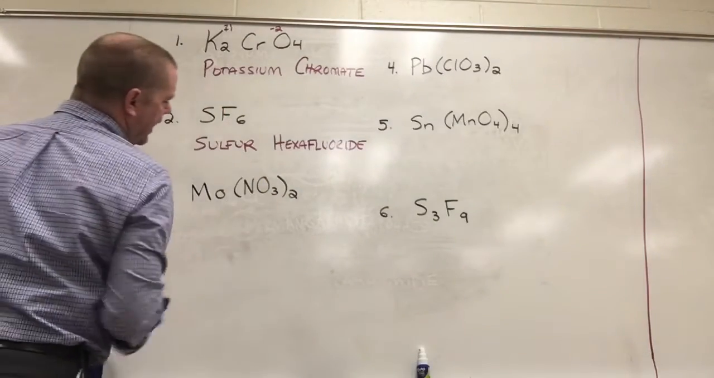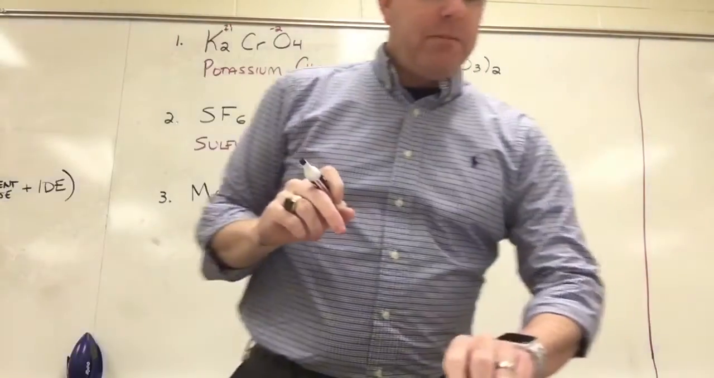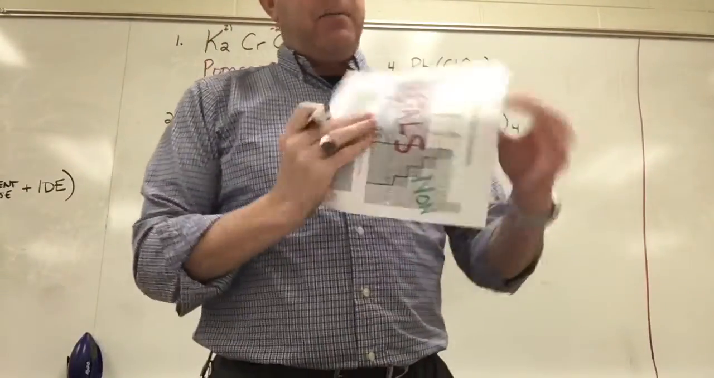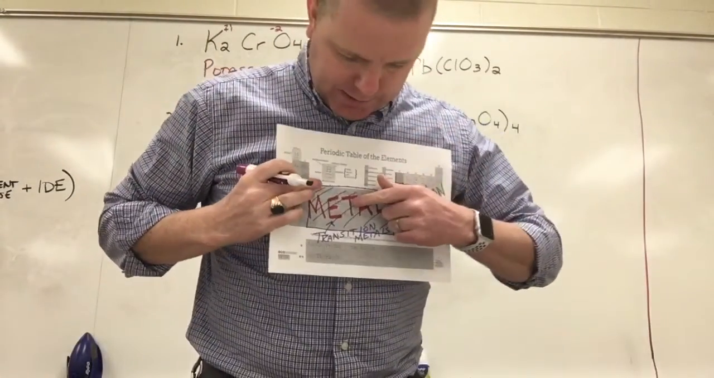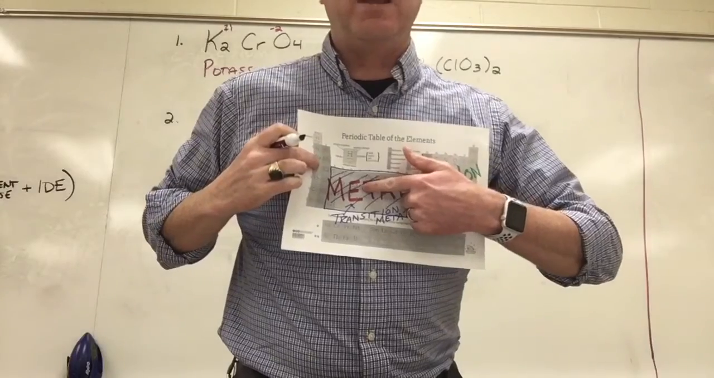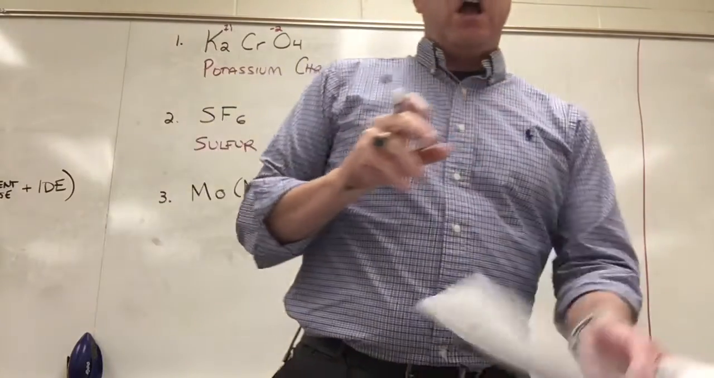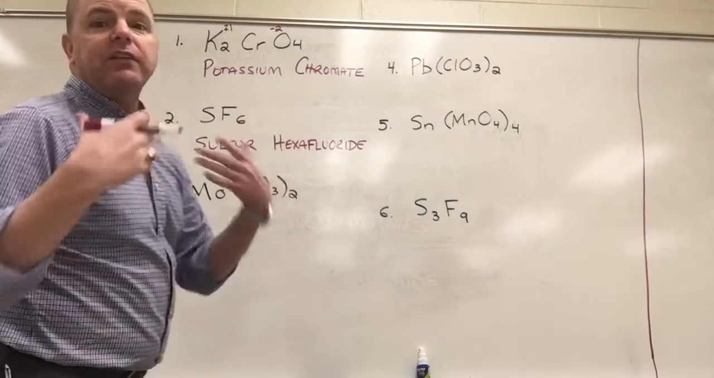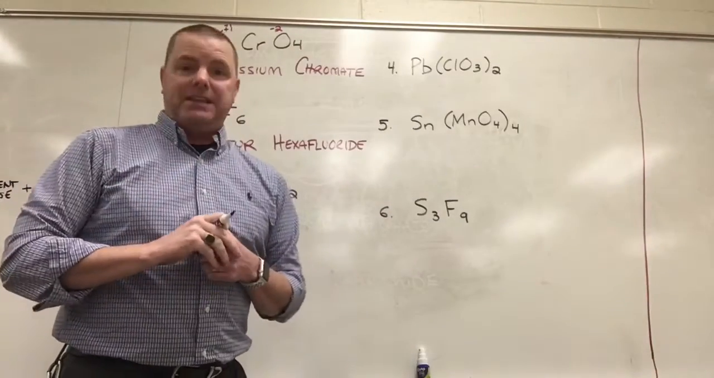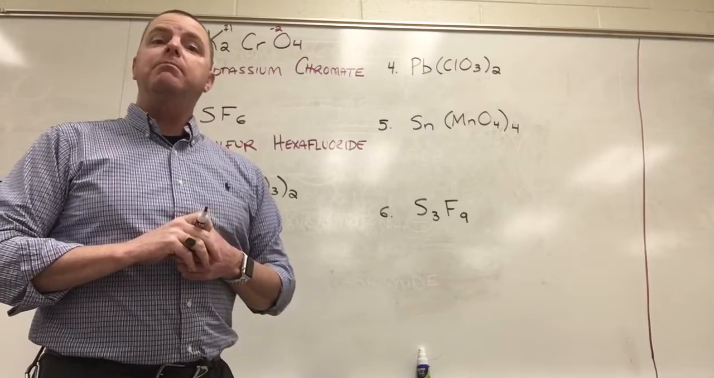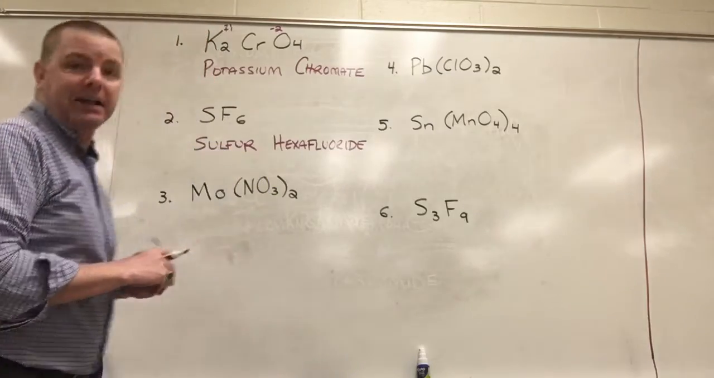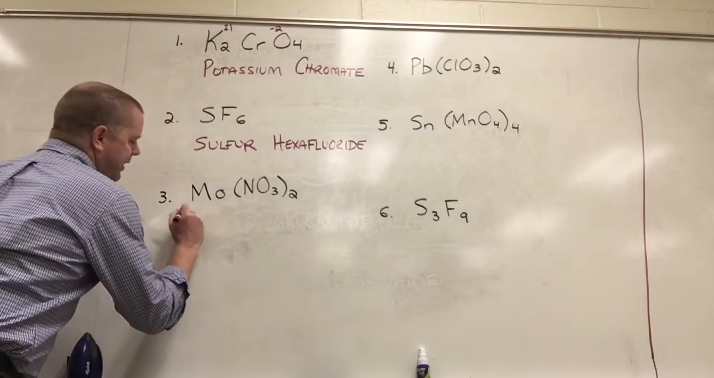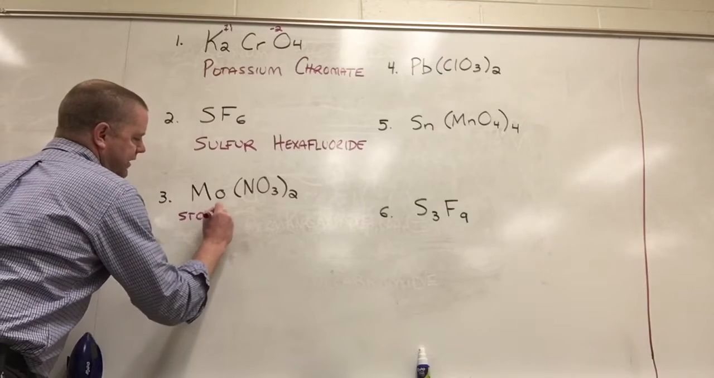All right, right here, MO. This is an odd element. It's not one we see all the time, but it's element number 42 on the periodic table. It's right here, okay, in the center. And so element number 42 is molybdenum. So we ask ourselves, does it contain a metal? The answer is yes. Is it a transition metal? The answer is yes. And so because of that, we have to give this thing something called a stock name.